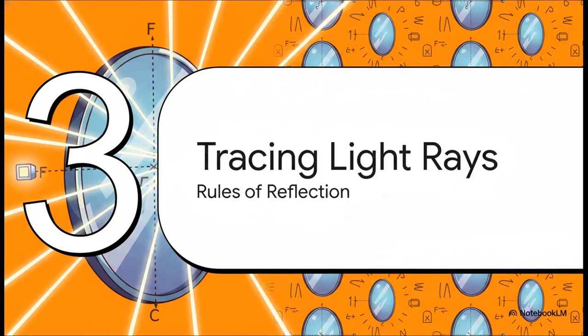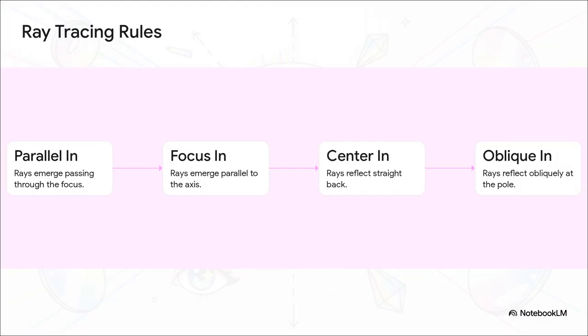All right, Section 3. Tracing the light rays. With our terminology totally locked in, we are finally ready to learn the actual rules of the game. Think of this as your complete cheat sheet. By following just these 4 simple, step-by-step geometric rules, tracing light rays transforms from a daunting, complicated task into a totally solvable puzzle. For instance, any ray coming in parallel bounces right through the focus.